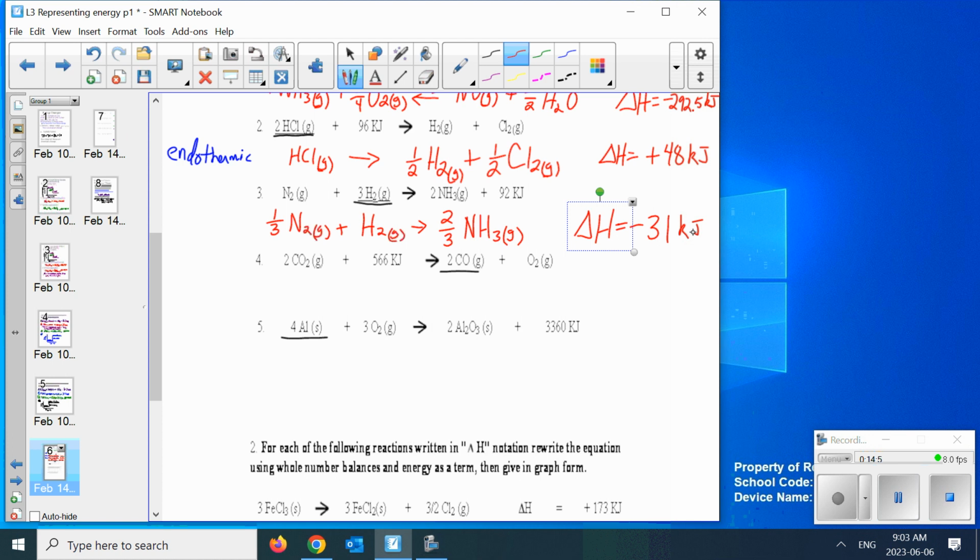Keep about the same number of sig figs that was there, but you didn't. That's fine. Okay, number 4, I go with the 2 carbon monoxide. Everything is divided by 2. 2 divided by 2 is one group of carbon dioxide. 566 divided by 2, I'm going to put this over here right now. Positive, because it's endothermic. I didn't write that down. Just go back and say exothermic.